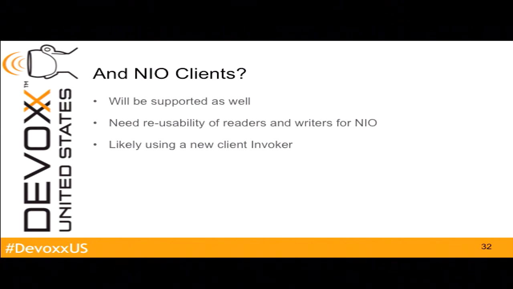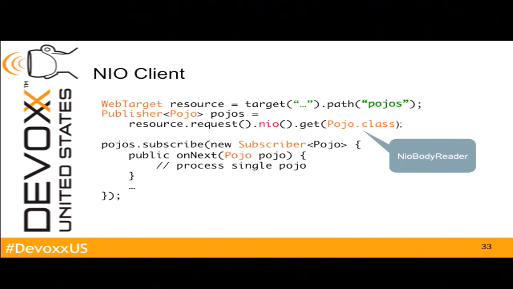And of course, we're going to need a new invoker. That's what we seem to be doing all the time these days. So the way to do NIO on the client API, at least the way we're thinking now, is as shown in this example. Just like before, you can ignore all the noise and look at the NIO modifier there.